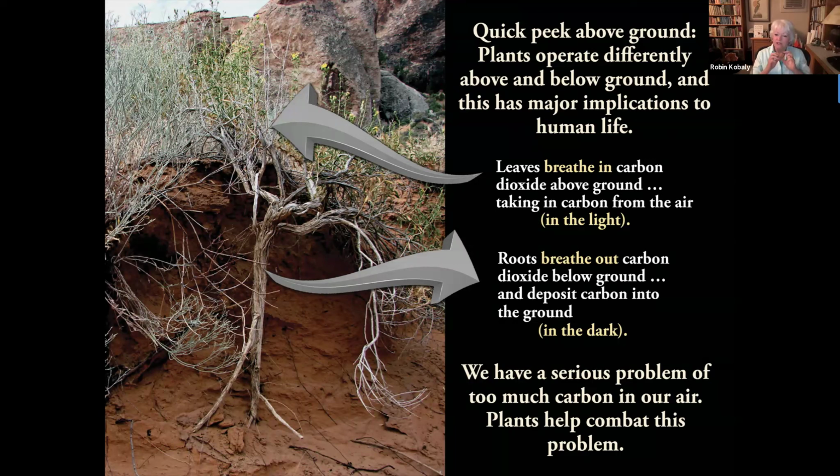But underground in the dark, those roots are breathing out carbon dioxide. They can't photosynthesize in the dark, so they can't take in carbon dioxide, so they have to breathe out carbon dioxide. So what this is doing, these plants and every plant in our environment, is helping us with climate change, because they are taking carbon dioxide out of the air and putting it below ground as carbon underground, but it's getting stored in a couple of different cool ways.